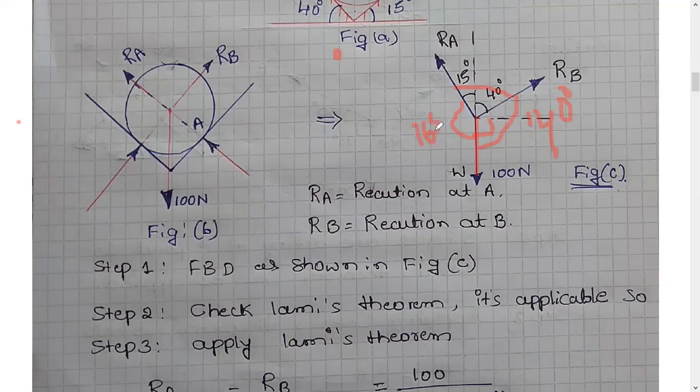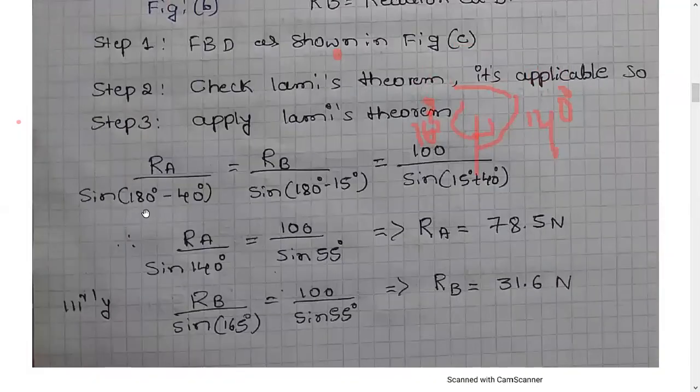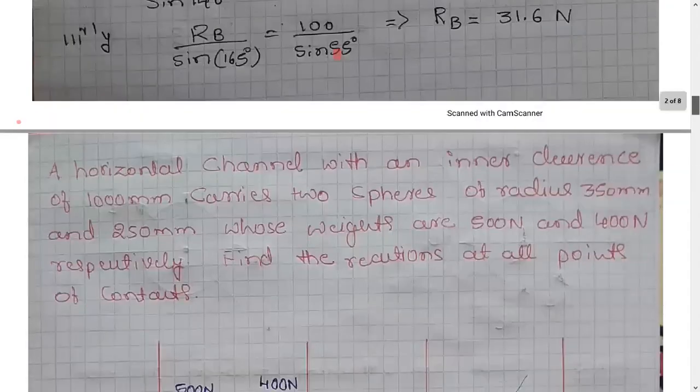So if you apply Lami's theorem, RB by sine of 165 degrees plus RA by sine of 140 degrees is equal to 100 by sine of 55 degrees. That is what has been written here. After writing Lami's theorem, you see here 180 minus 40, RB equals sine of 180 minus 15 degrees, 100 by sine of 55 degrees. So after you write Lami's theorem, equate the unknown reaction forces to the known force, then you can easily get RA and RB. The RA value will be 78.5 Newton and RB will be 31.6 Newton.